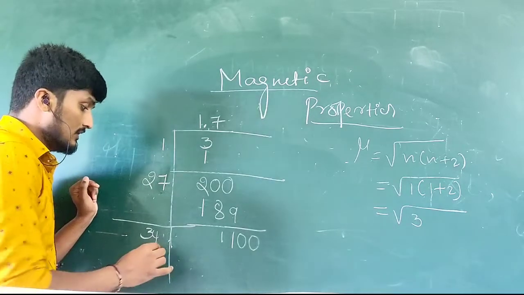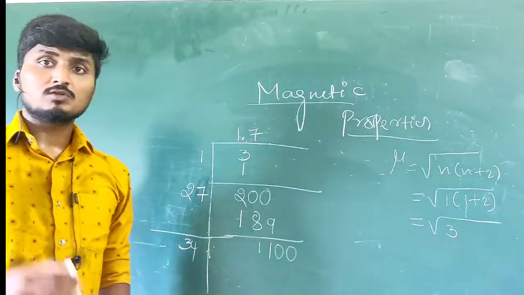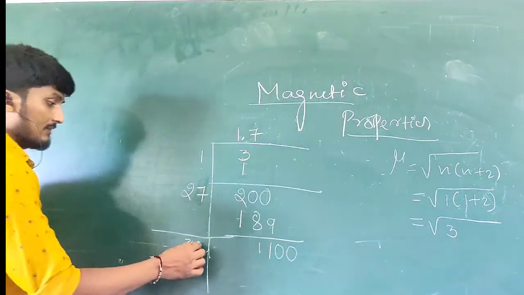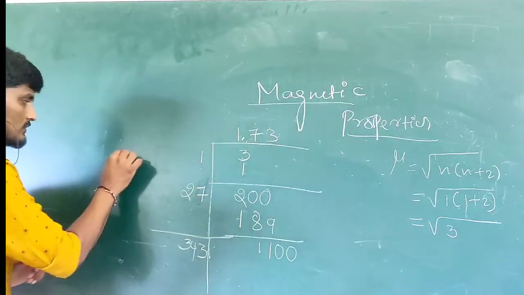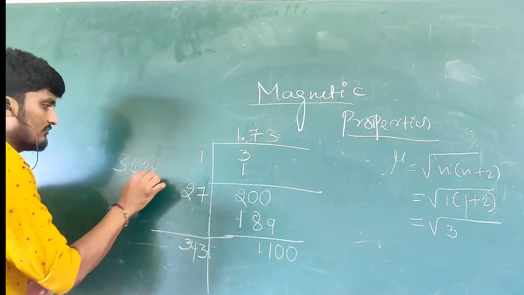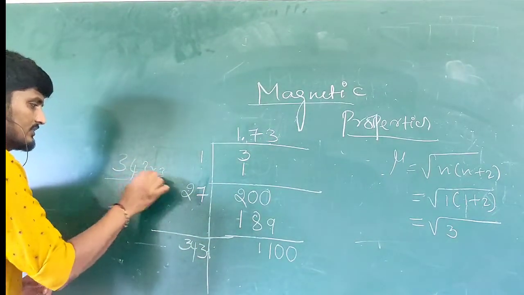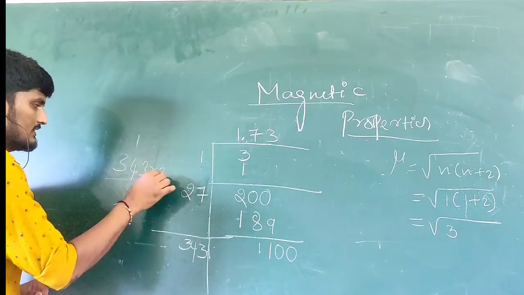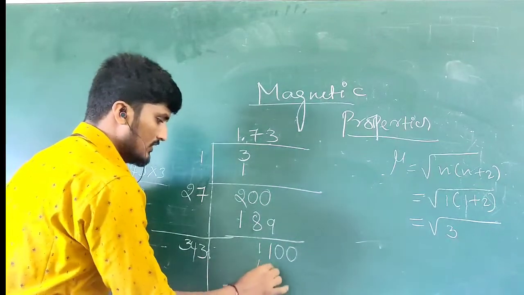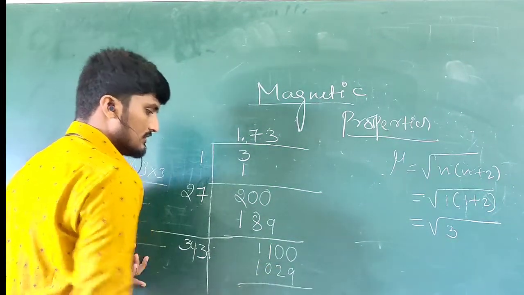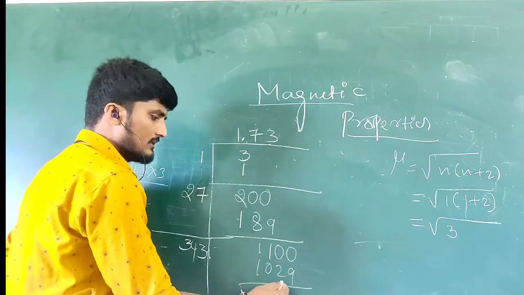Clear to everyone children? So I already know the number, so what I will do now, I will directly take 3 here. If I am going to take 3, I want to write here 3. So 343 into 3 if you do: 3 3s are 9, 3 4s are 12, 2, 1 remaining, 3 3s are 9, so 1, 10. So 1029, 1029.